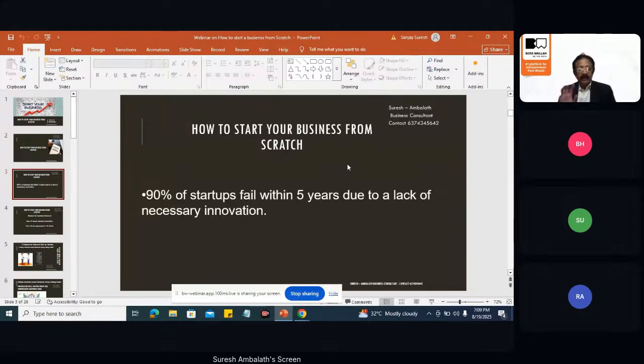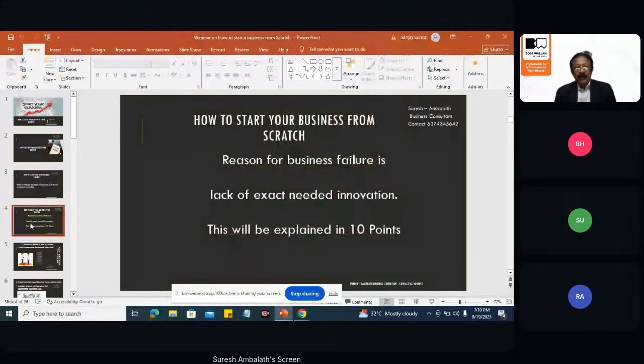I will explain this in 10 points so that you will be clear. Note down all these 10 points and implement them in your business. Take a printout and stick it in your cabin and everywhere in your office. Strictly adhere, and there is no chance of failing in any type of business. So the reason for failure for any business is lack of needed, exact innovation.